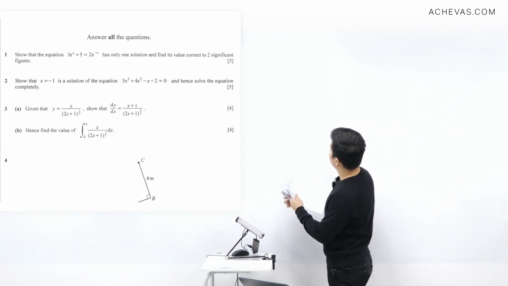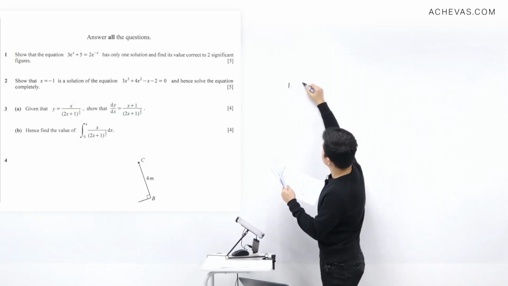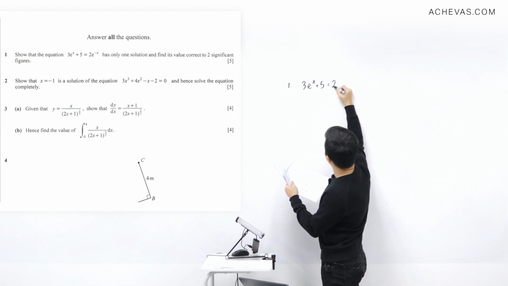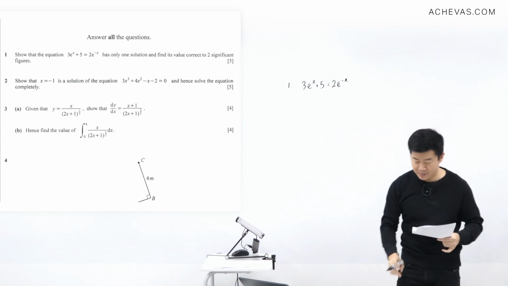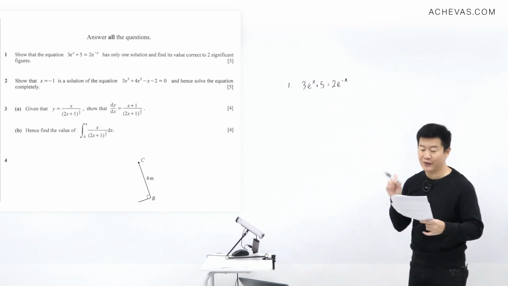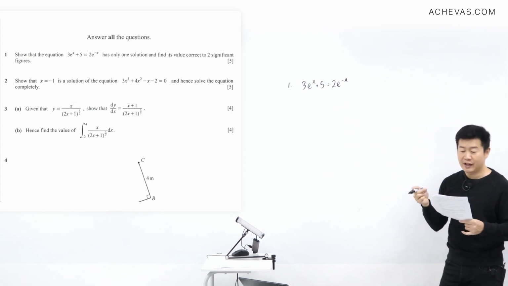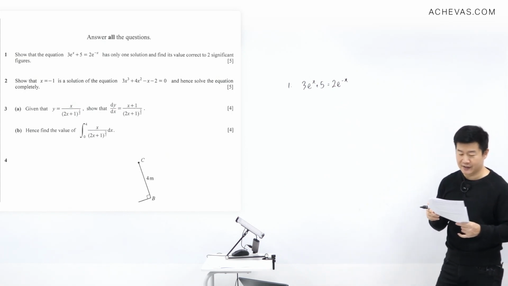So in question number 1, we are supposed to solve this equation: 3e to the power of x plus 5 is 2e to the power of minus x. According to the question, we will be expecting just one solution. And for that solution, we are supposed to find it and correct it to two significant figures.